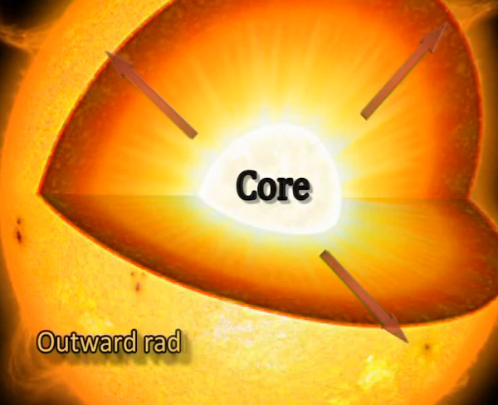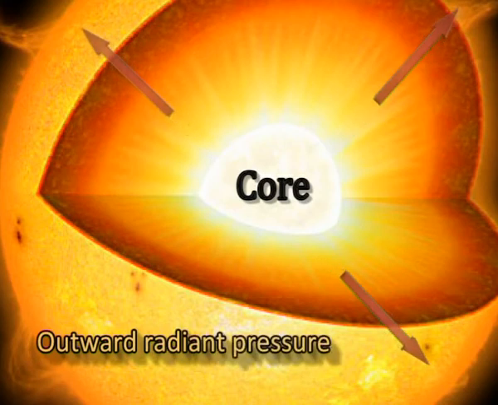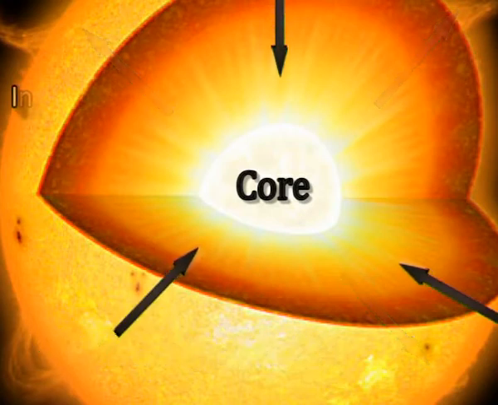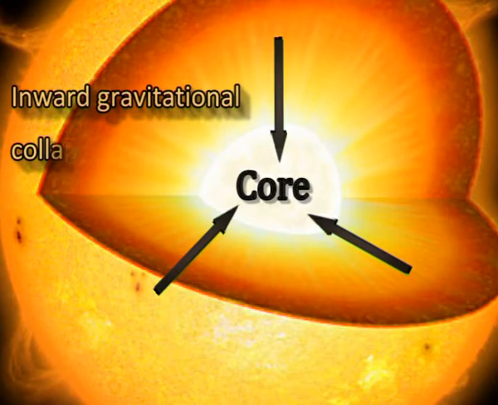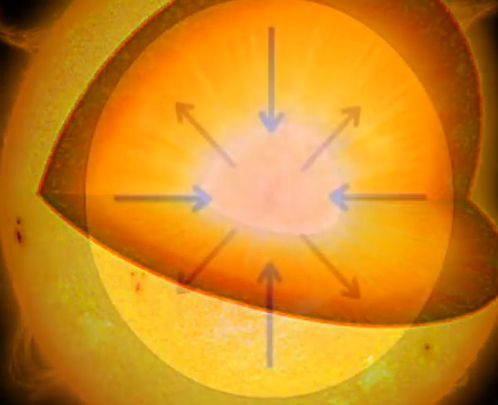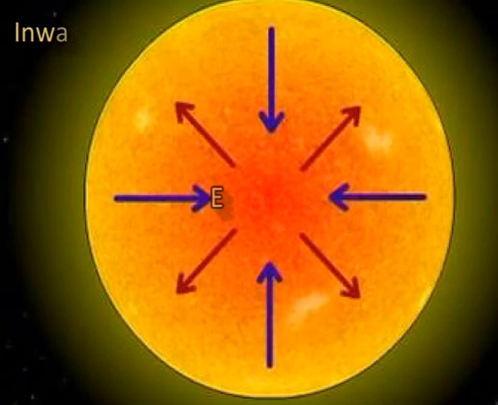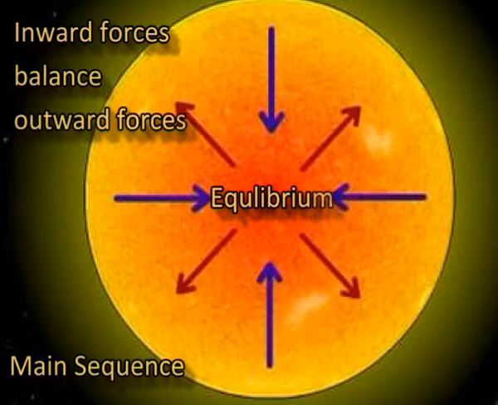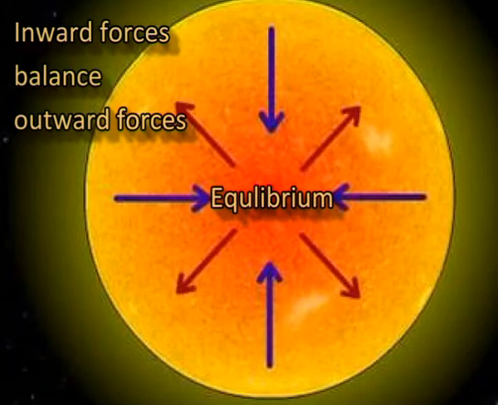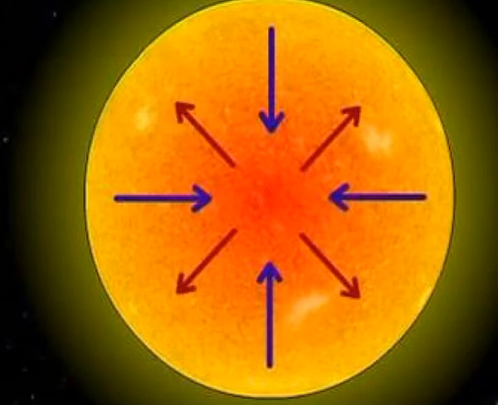The radiant pressure created by the energy of fusion pushes outwards in all directions from the core. The outward force balances with the inward force caused by gravitational collapse. It is this inward force that continues to provide the core with the energy needed for ongoing fusion. These two forces will remain in balance until the fusible hydrogen in the core begins to run out. When the star's inward and outward forces are in equilibrium, the star is stable and is called main sequence, and it is fusing hydrogen into helium in its core.